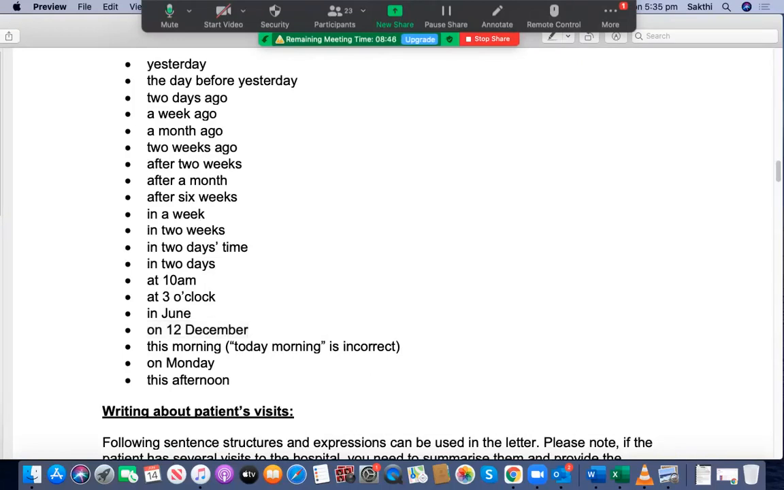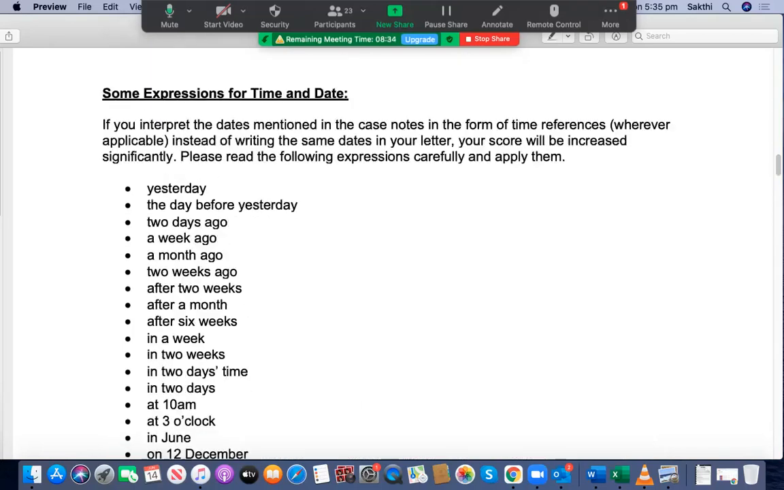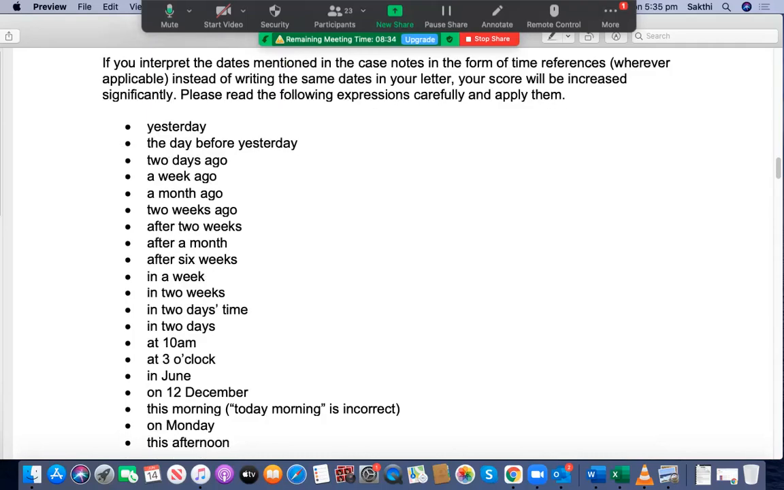If it is today morning, don't say today morning, you have to say this morning. That's what I would like to tell you. Does anyone have any questions regarding these expressions for time and date? Does anyone have any questions here?